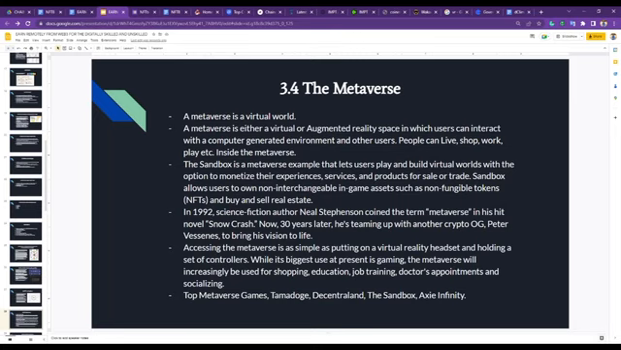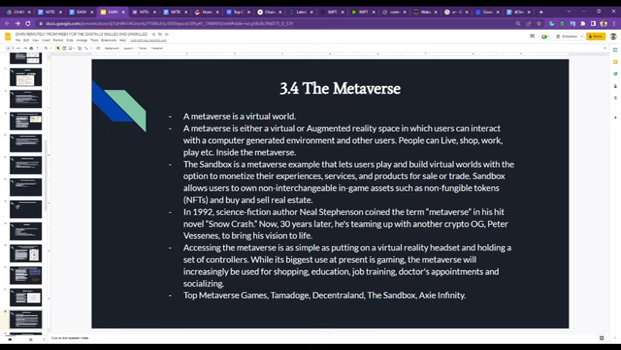So a metaverse is a virtual world. That is just in simple terms. A metaverse is either a virtual or augmented reality space in which users can interact with computer generated environments. They are not real environments, they are computer generated environments, and other users. People can live, shop, work, play games, and whatever they want to do inside the metaverse.